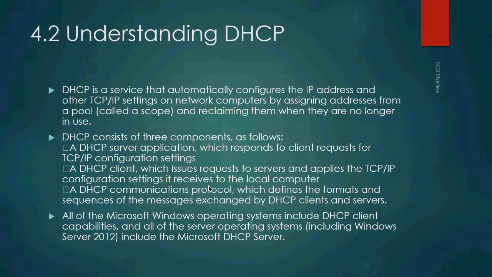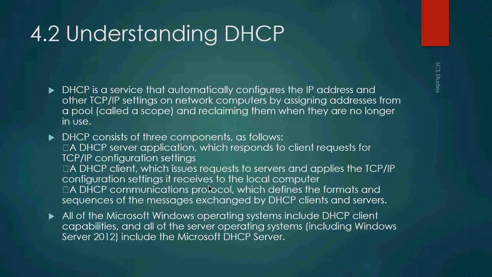A DHCP client issues a request. DHCP client means the end computer. The client machine sends a request to the server and applies the TCP/IP configuration settings received from the server to the local machine. So this is the second option, the DHCP component which is available on the client side.